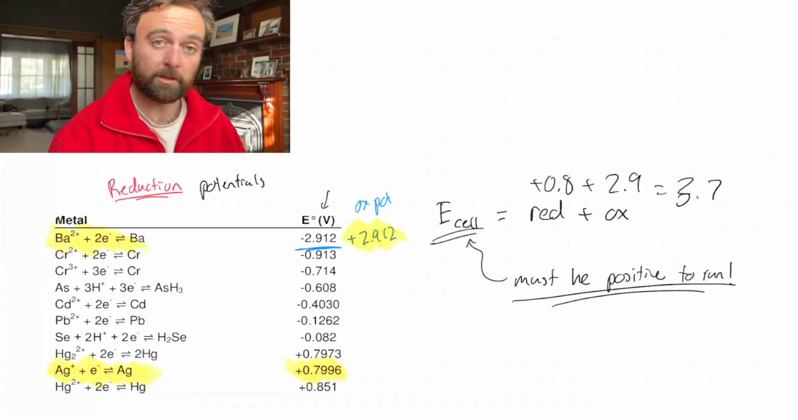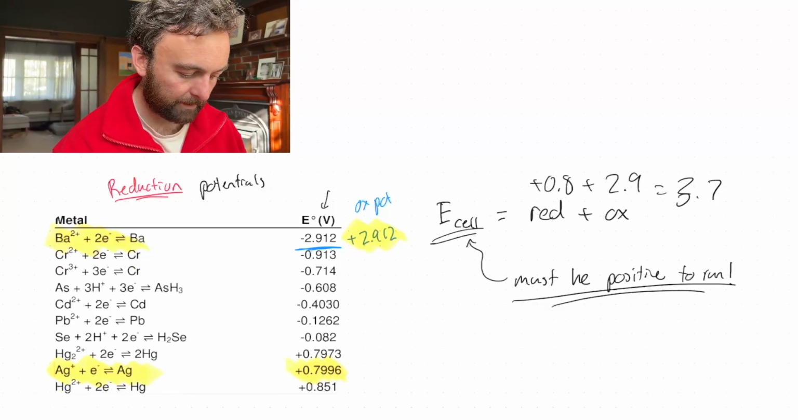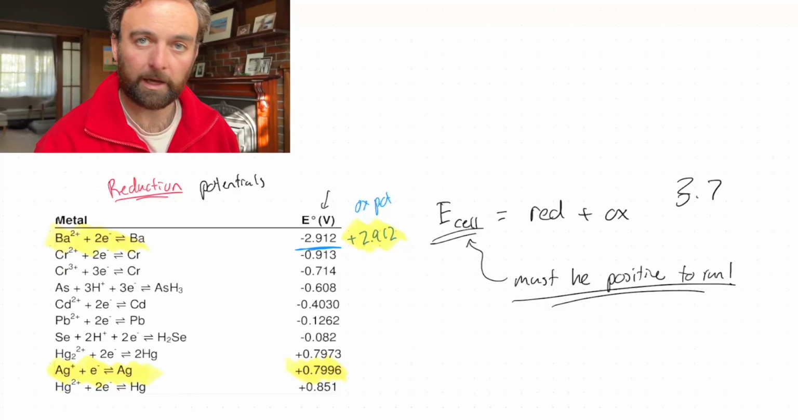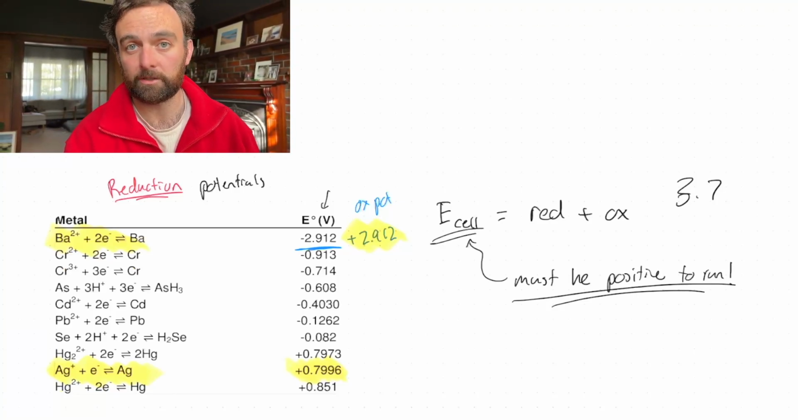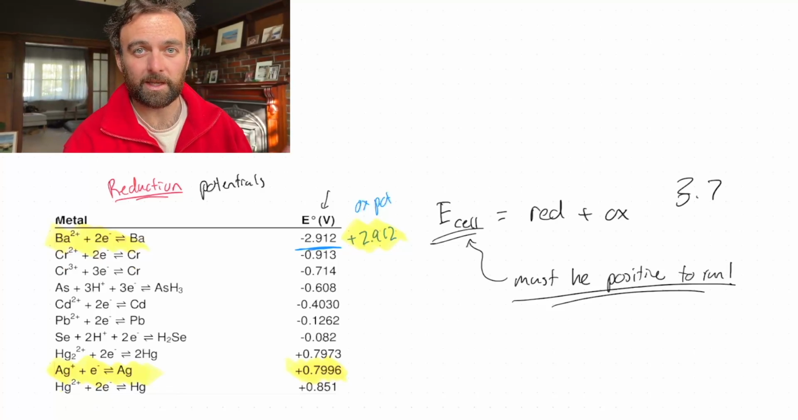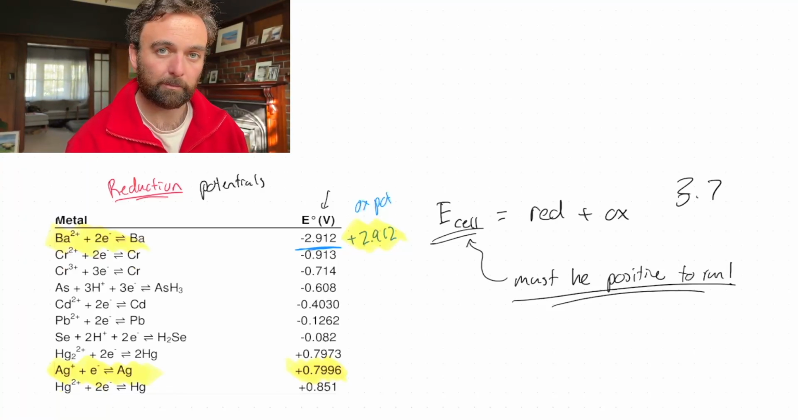So that would be the total energy in the cell. Now, a very important concept is that this number has to be positive for the actual reaction to proceed. There are some cases where you add the two numbers together and it's actually negative, that means nothing will happen. Okay, so that's a very important concept.